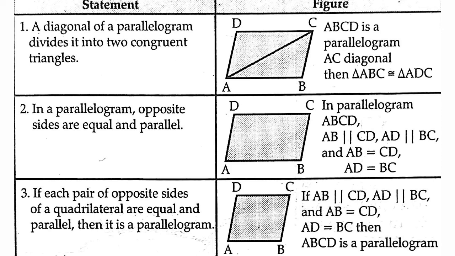So in parallelogram ABCD, opposite sides AB and CD are parallel, AD and BC are parallel, and AB is equal to CD, AD is equal to BC. Third, if each pair of opposite sides of a quadrilateral are equal and parallel, then it is a parallelogram, right? So mathematically we can represent these things. If AB is parallel to CD and AD is parallel to BC, and AB is equal to CD, AD is equal to BC, then we can prove that ABCD is a parallelogram.